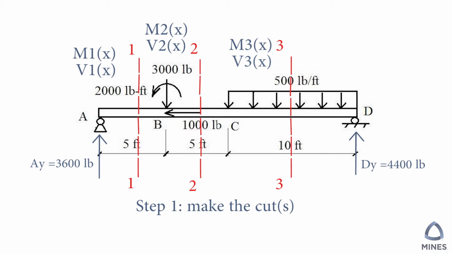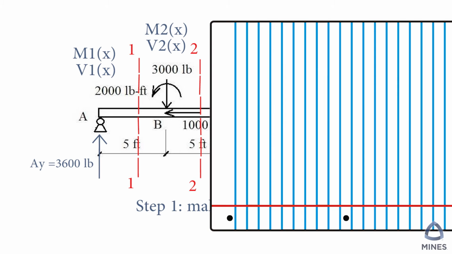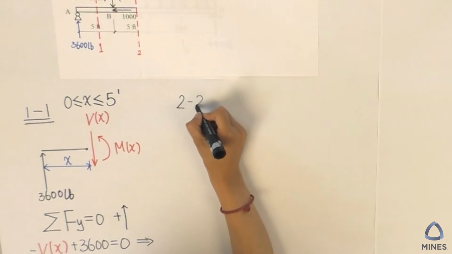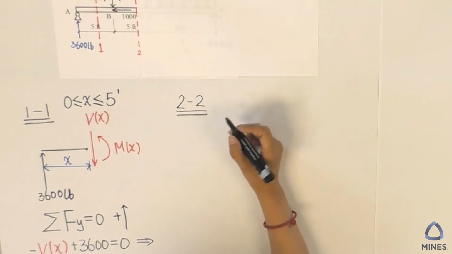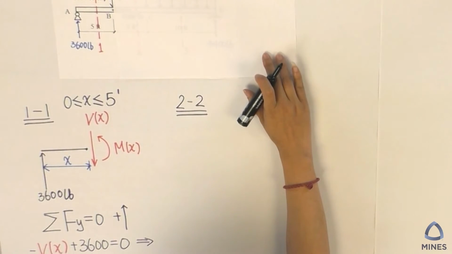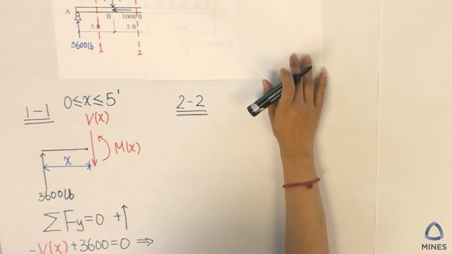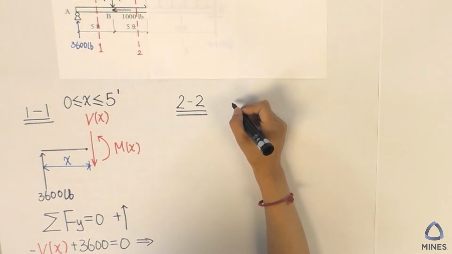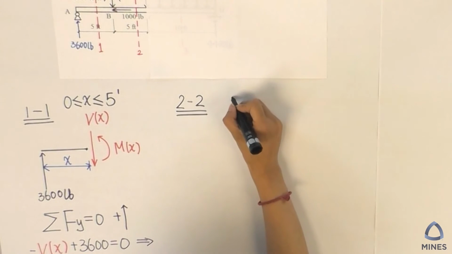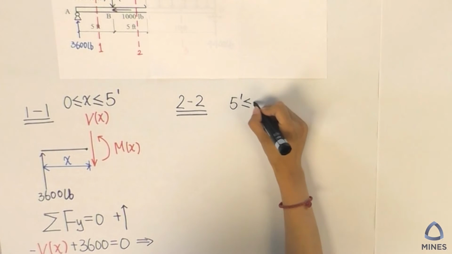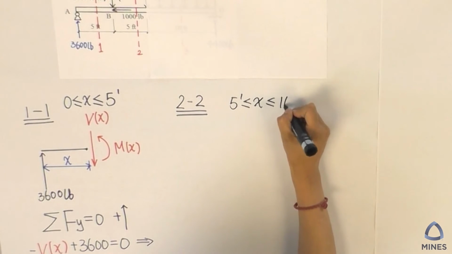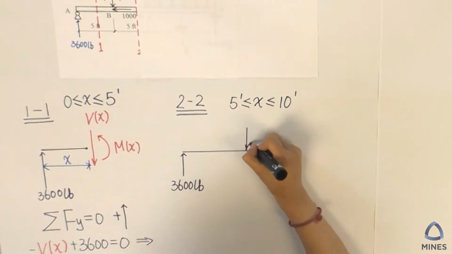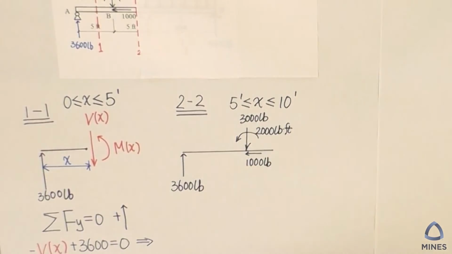So normally if we can avoid uniformly distributed load, let's avoid that. So let's try to draw the 2-2 cut. So let's take a look. The 2-2 cut will be after B point, but before C point, which means the valid zone for the cutting location 2 will be 5 feet to 10 feet. And let's try to redraw the FBD.